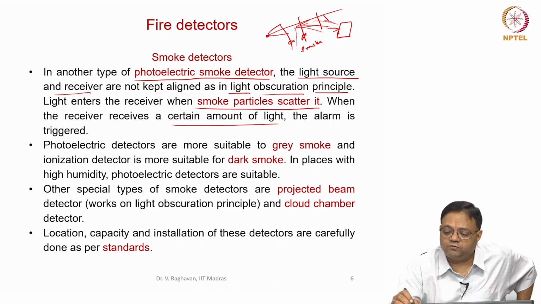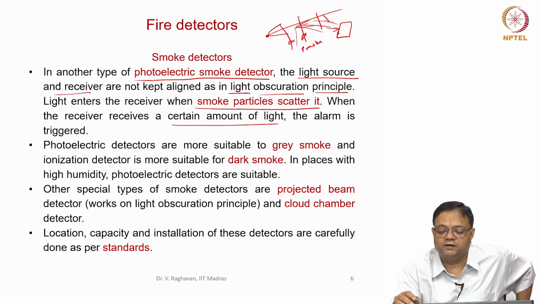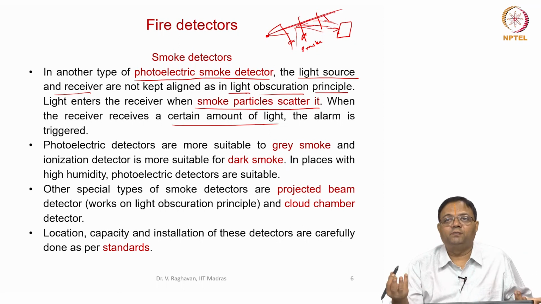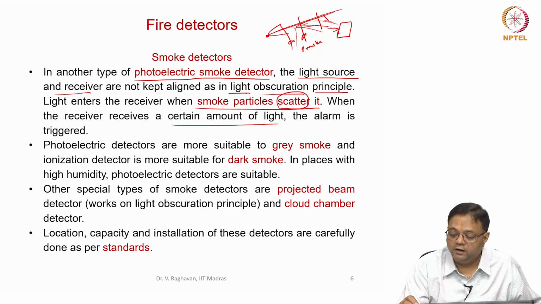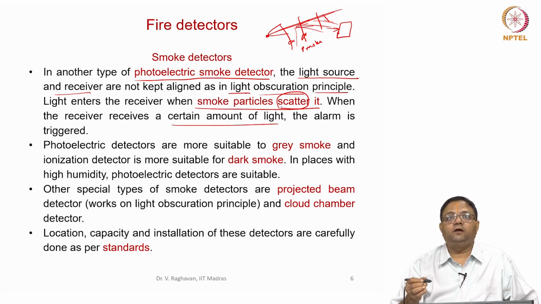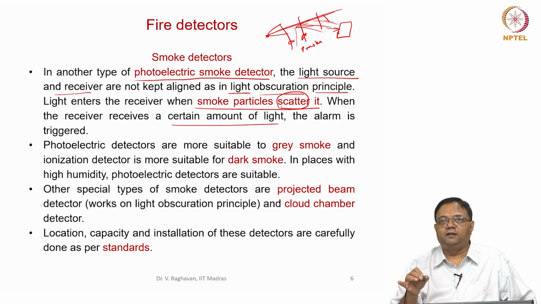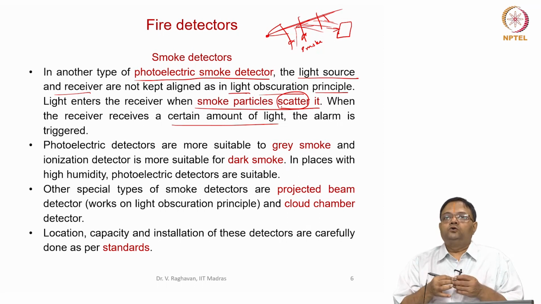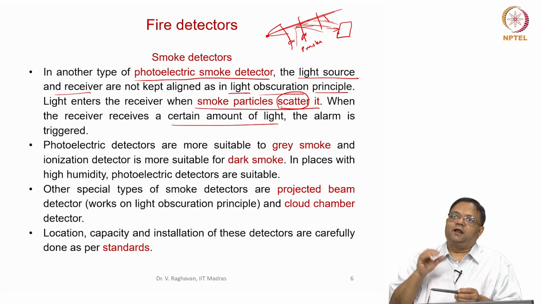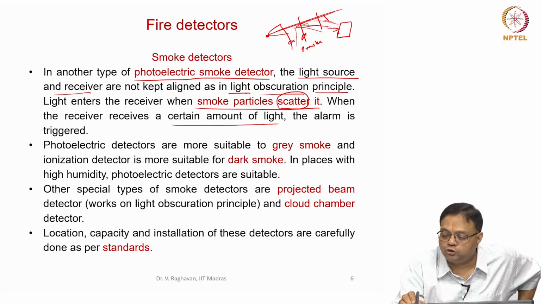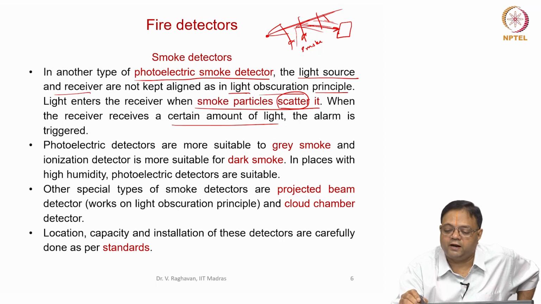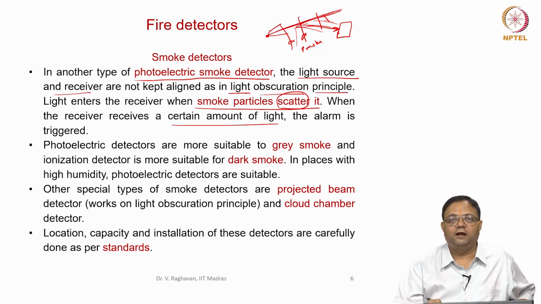Or else, if there is no smoke, only air is present in between, then the light will not be scattered at all. This light scattering occurs due to the solid particles or the soot particles which are present in the smoke. The soot particles present in the smoke scatter the light, and some amount of light is directed towards the receiver, which is not kept in line of the light source.